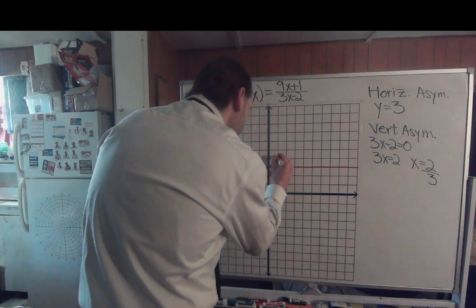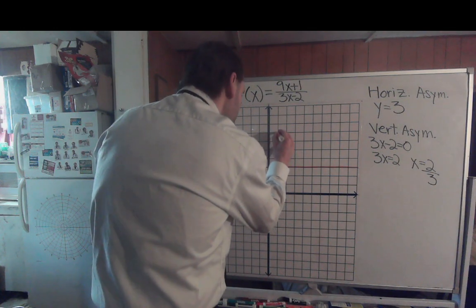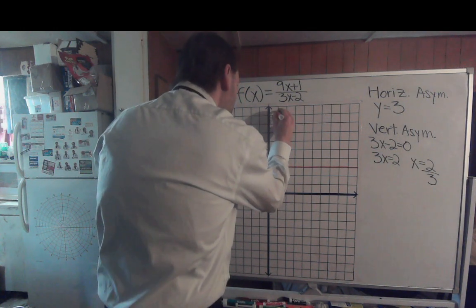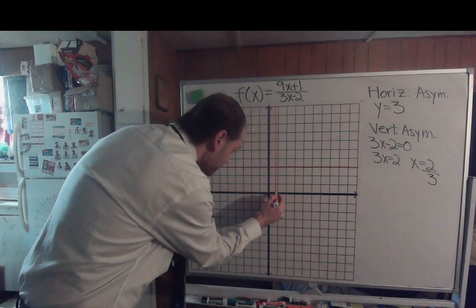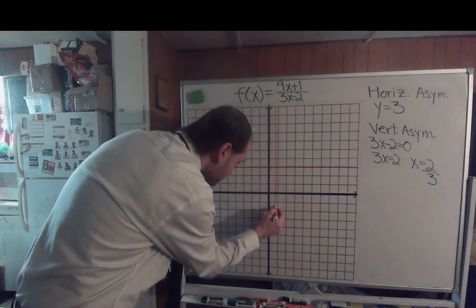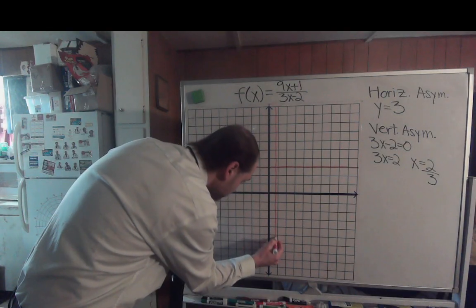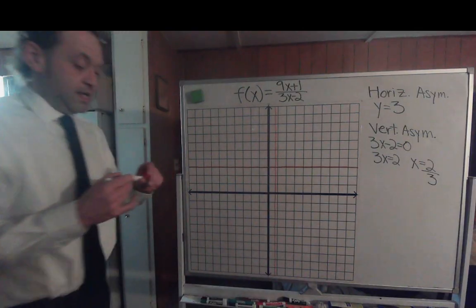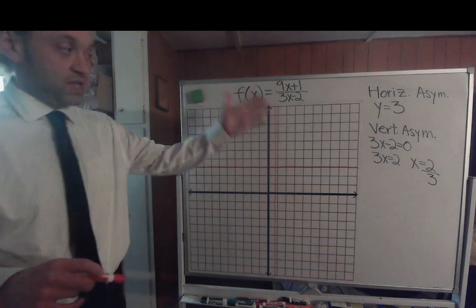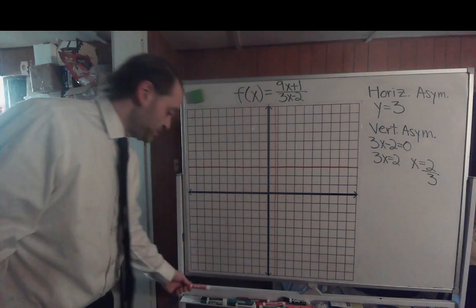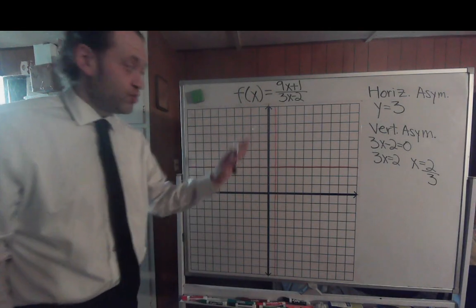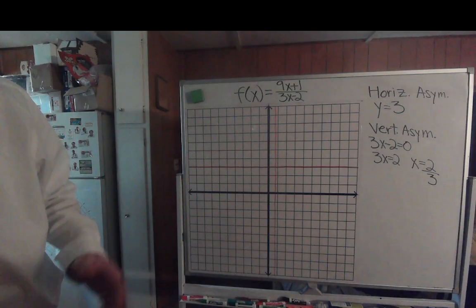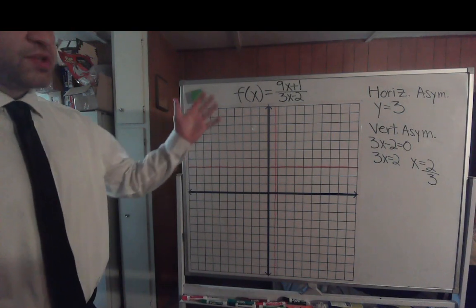Not going to be the prettiest drawing. I'm going to try to draw as straight as I can. Alright, there. Now I've plotted both horizontal and vertical asymptotes, so now we can begin to really draw the shape of this thing. Well, let's start to the right of 2/3.